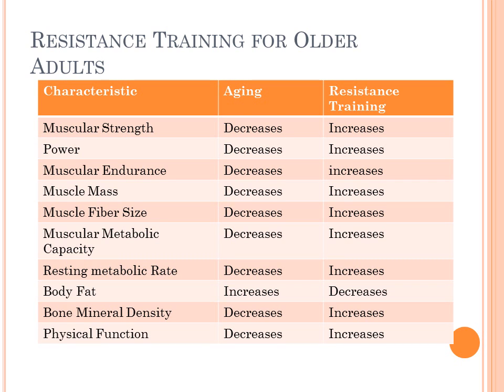Now this is a chart that basically goes through a characteristic, what happens to it as the body ages, and then what happens with resistance training. You can see the trend on here that resistance training still gives you those positive effects, even though aging is giving negative effects. So it's a good way to counteract the aging process.